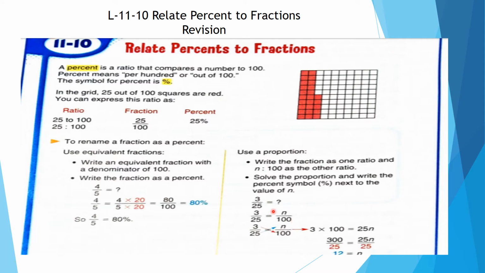In the same way, using a proportion, you can see 3 by 25. This is your question. Convert into n by 100, because it is out of 100. In the same way, cross product here: 300 and 25n, and divide both sides by 25. The answer n is 12, and that means 12%. I think this one is clear.